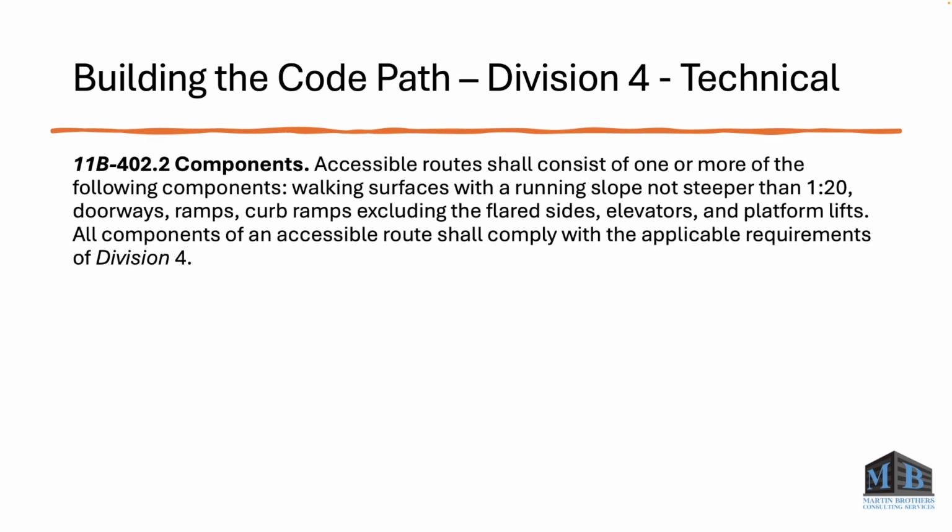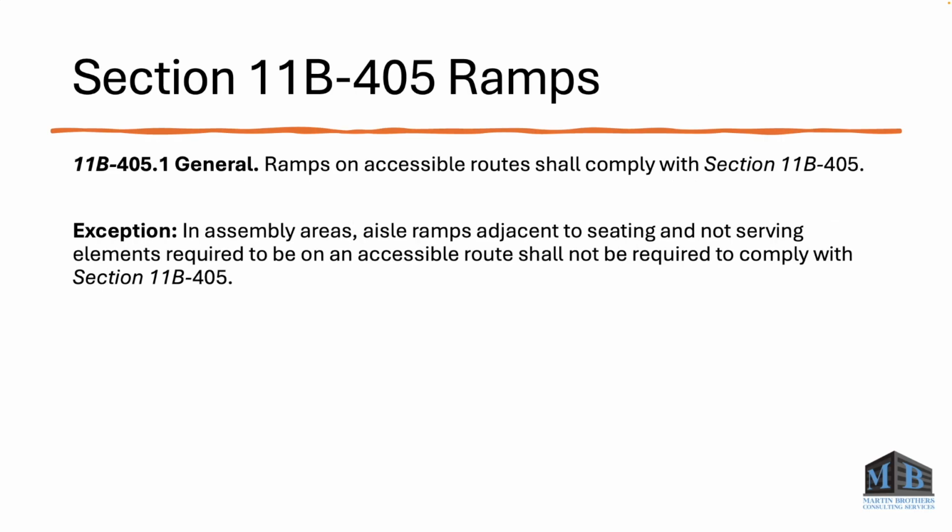All components of an accessible route shall comply with the applicable requirements of Division 4. So, ramps are explicitly listed in 402.2 components, which means a ramp is part of an accessible route. There we go. This section is very important. So let's keep going. So we're going to look at now what do ramps need.